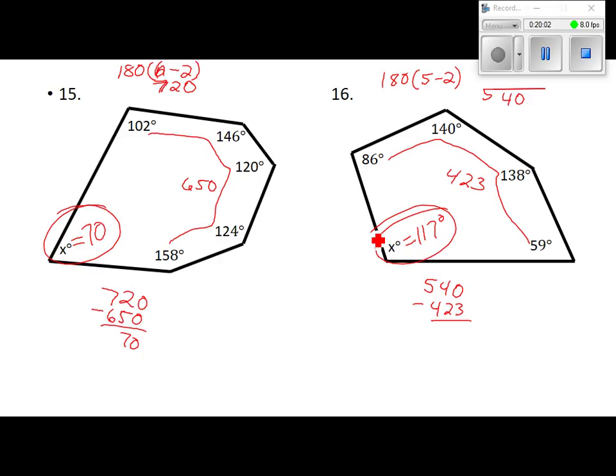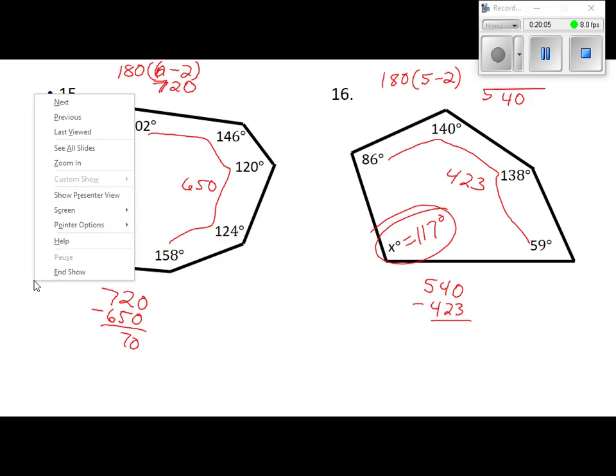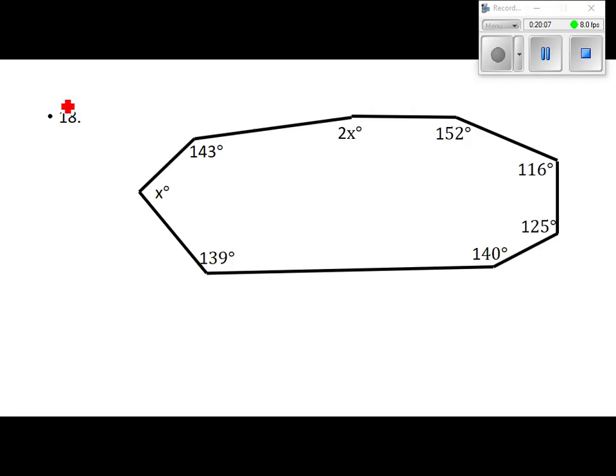Got it? Anybody else? Everybody's got it? Next one. It's got 1, 2, 3, 4, 5, 6, 7, 8 sides. There is an angle there, even though it doesn't look like it. A 2x degree angle.